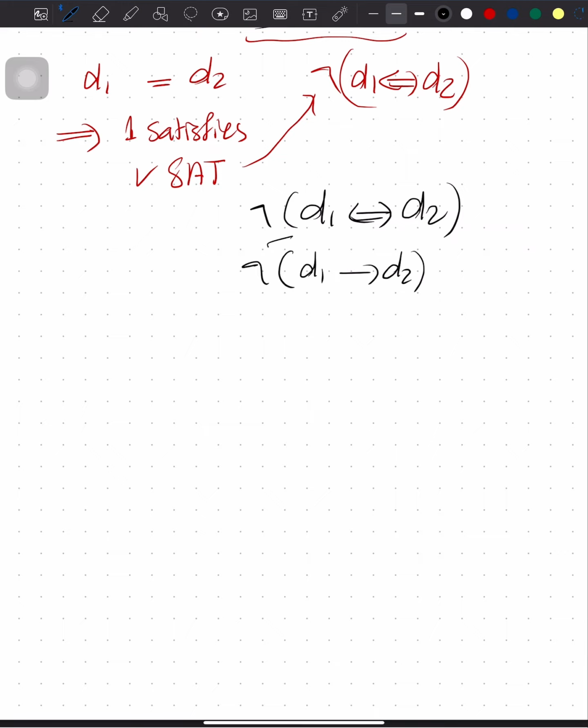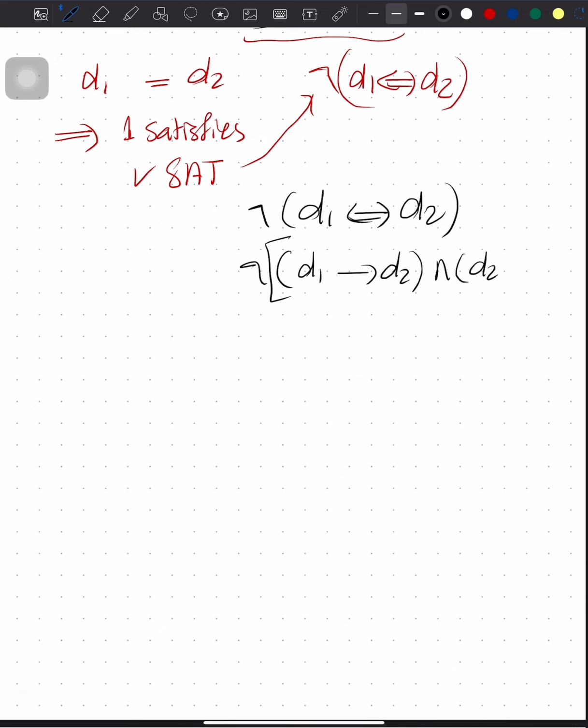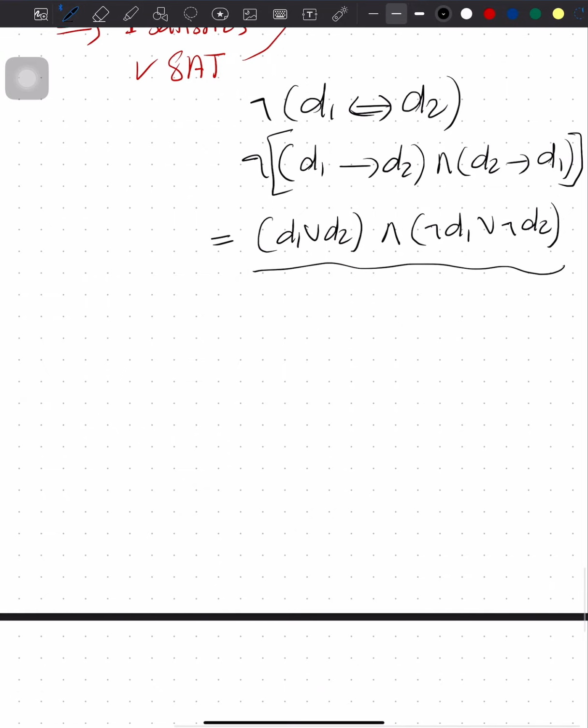I'm just gonna remove this negation on the side, and D2 implies D1. But basically, eventually, what you will get here will be D1 or D2, and not D1 or not D2, which basically is an XOR, right? But again, we did not physically add an XOR.